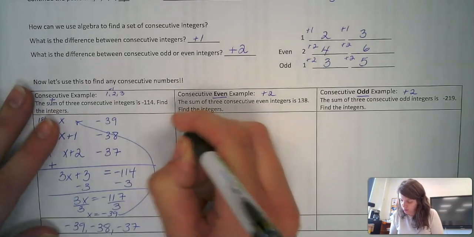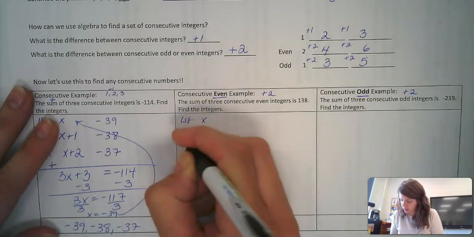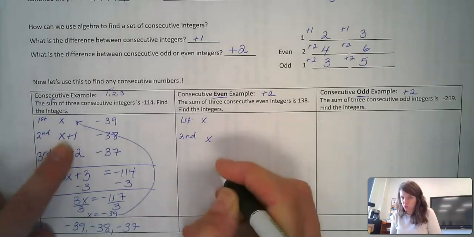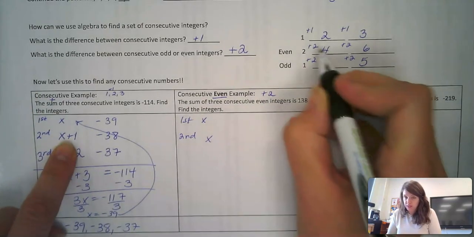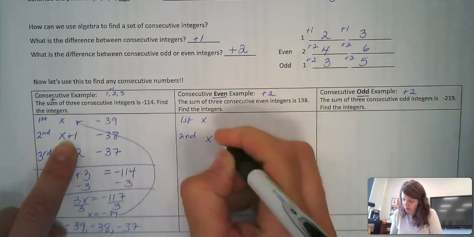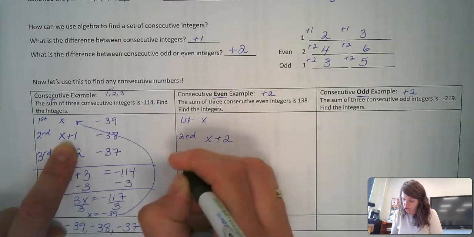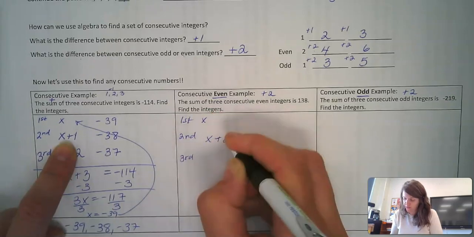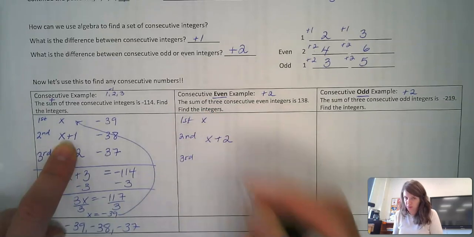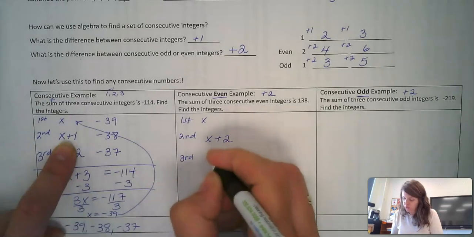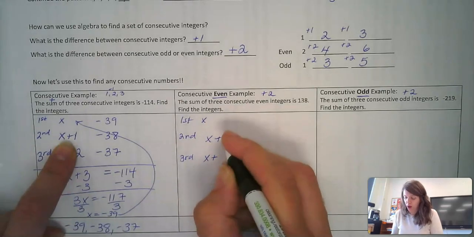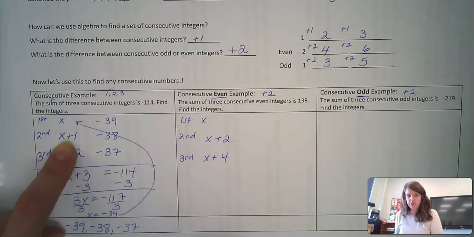So again, my first number is going to be x. My second number is not going to be x plus 1. It's going to be x plus 2, right? Because my next number is adding 2. If this was 2, this would have to be 4. So 2 plus 2 would give me that 4. And then my last one is x plus, again, we're going up by 2, so it's x plus 4.